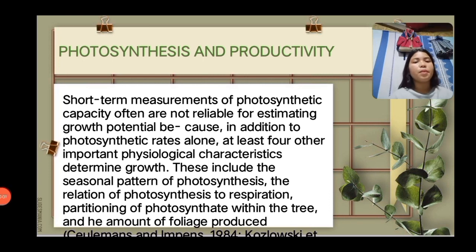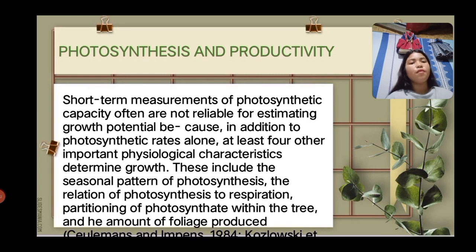So next is the partitioning of photosynthate within the tree. When we say photosynthate, it is the resulting product of photosynthesis. These products are generally sugar. Sugar, as we all know, is the product of photosynthesis, and sugar is the one they use to generate energy. So dapat ang sugar ma-distribute siya all throughout sa parts sa plants para magamit nila as energy and then makontinue ang process.